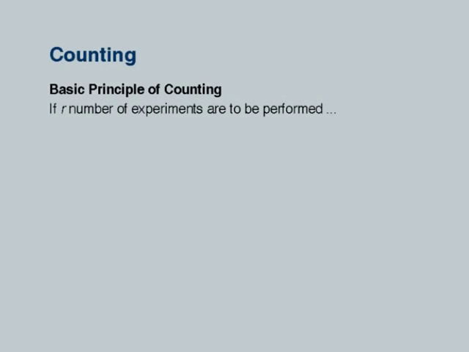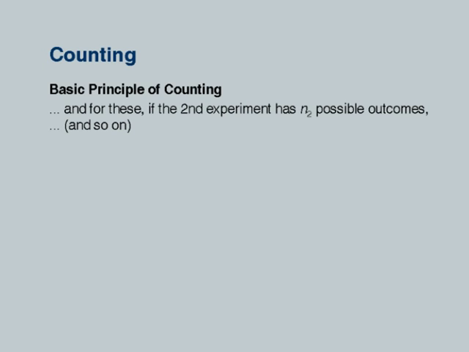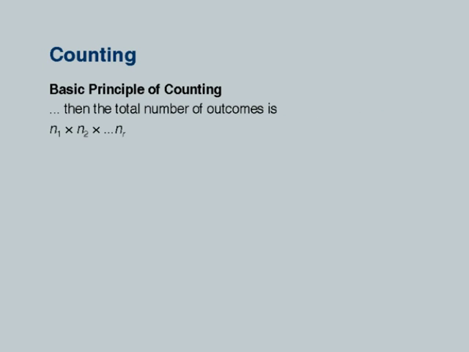Let us go to the concept of counting, because you said that for sample spaces with equally likely outcomes, this is what we do. We just count the total number, and the inverse of that is the probability of each individual event. The basic principle of counting says that if r experiments are to be performed, and if the first experiment has n1 possible outcomes, and for these the second experiment has n2 possible outcomes, and the third one similarly has n3, and so on, then the total number of outcomes is nothing but the multiplication of all these, n1 to nr.